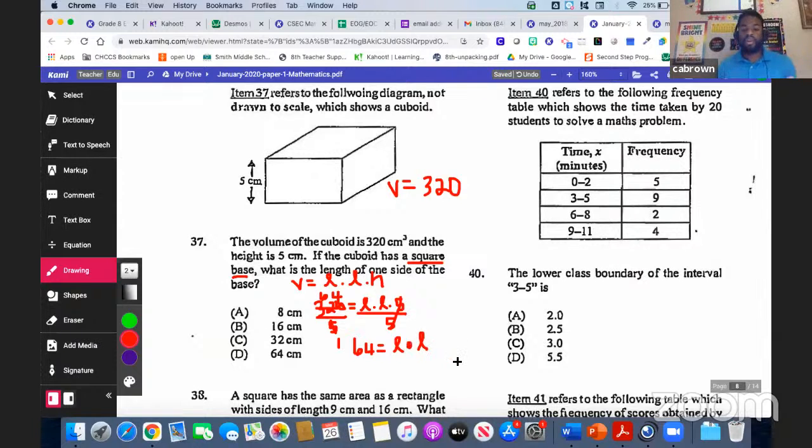If it's a square, it means that this L and L must be the same value. What two same numbers will multiply to give me 64? Well, it's going to be 8, because 8 times 8 is 64. Another way that you could have worked it was 64 is equal to L squared. The opposite of squaring is finding the square root, and the square root of 64 is also 8.